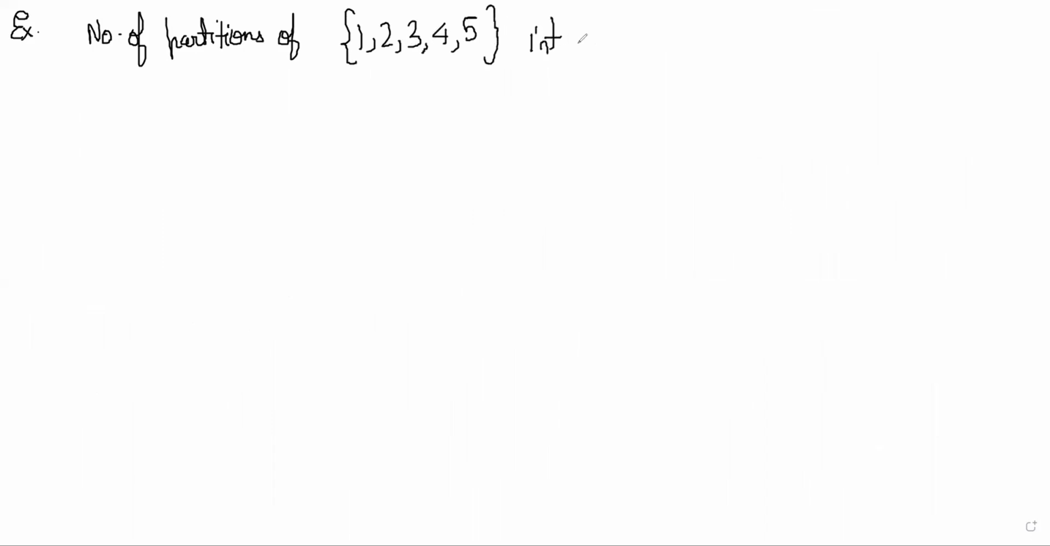The question is the number of partitions of the set 1, 2, 3, 4, 5 into 3 blocks, let's say. So we have to partition them into 3 blocks. Now if you think about it, there will be multiple ways you can group them into 3 parts. You can have one set has 3 and one set has 1, 1, or you could also have 2, 2, 1, right?